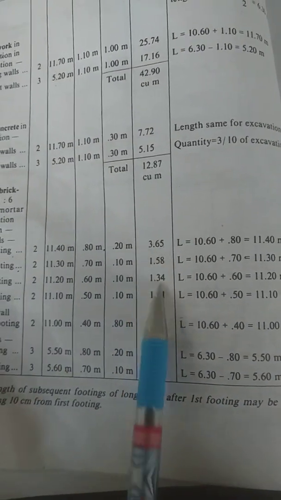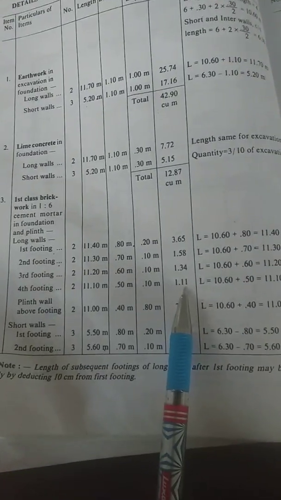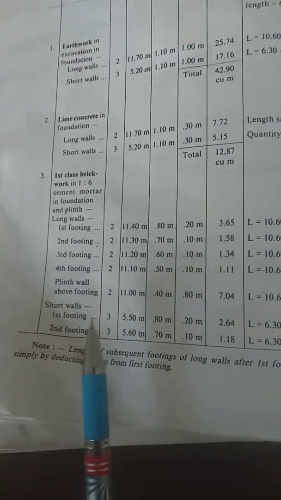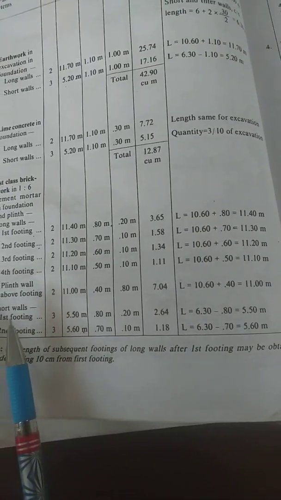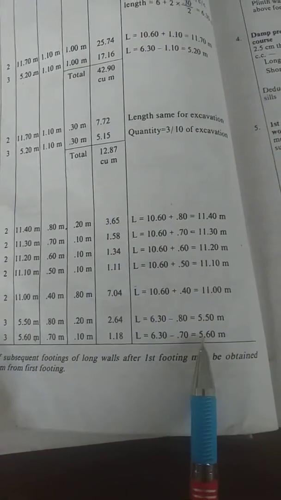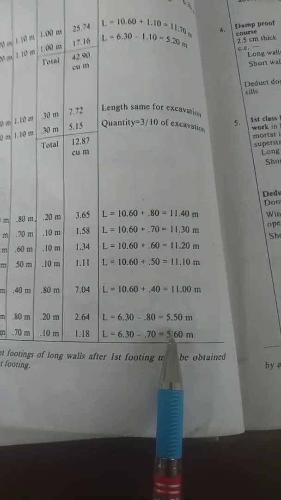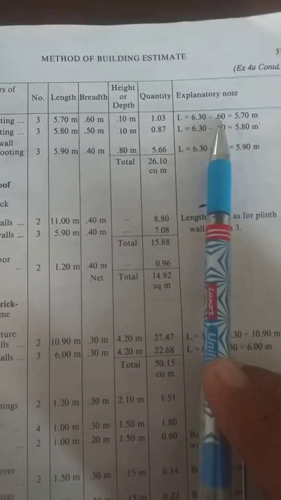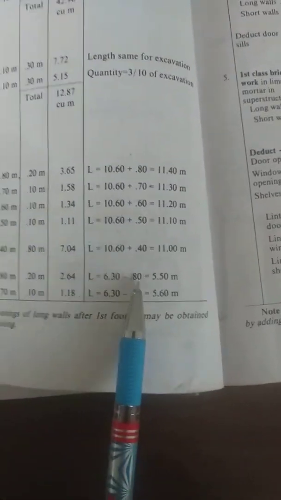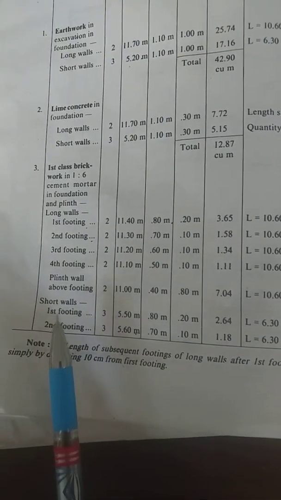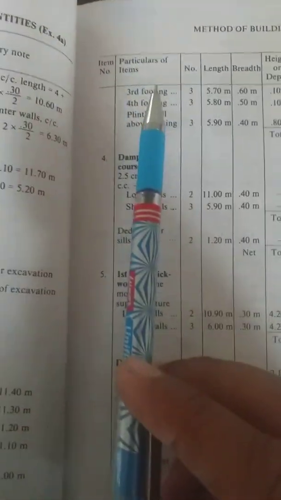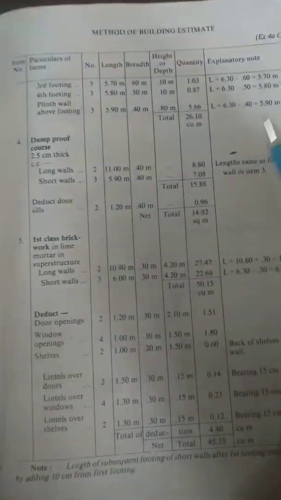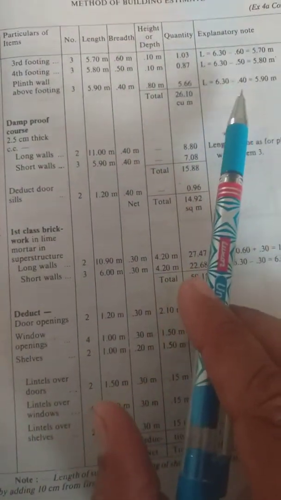Just multiply it, you will get the quantity of the first class brickwork. Similar calculation you can do for short walls. The same concept is there: the total center to center distance minus the complete width, and for all the different segments, first footing, second footing, third footing, fourth footing, and plinth wall, you have to calculate this. So I will not repeat this thing.